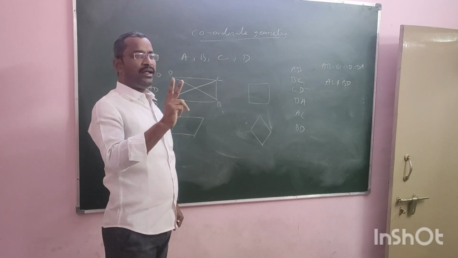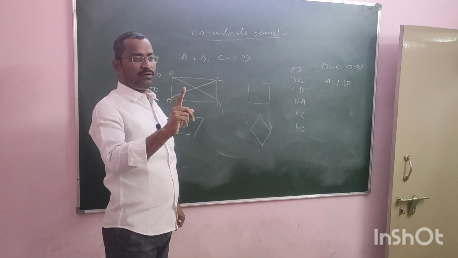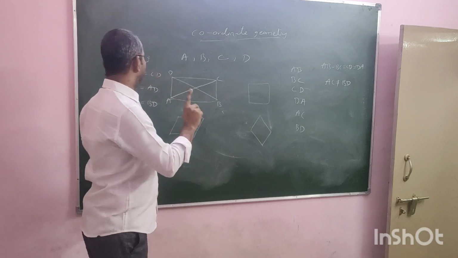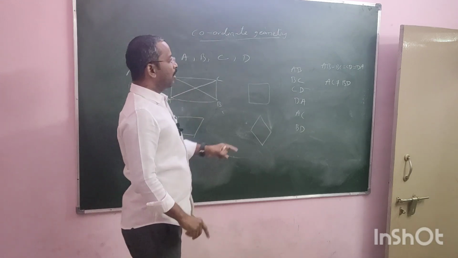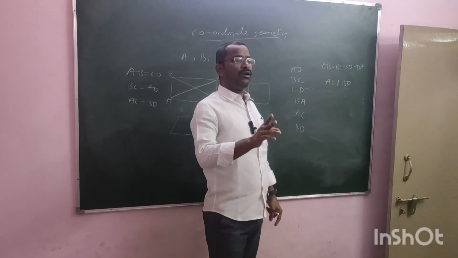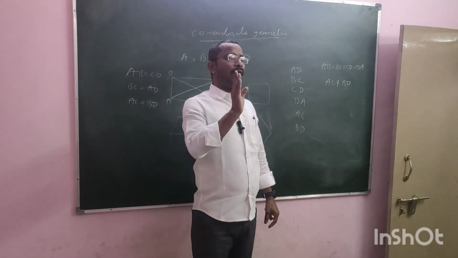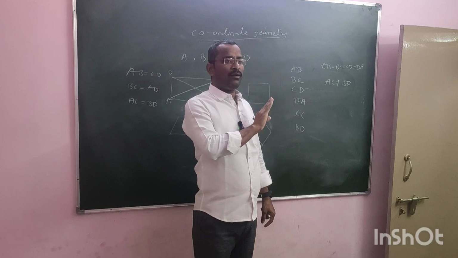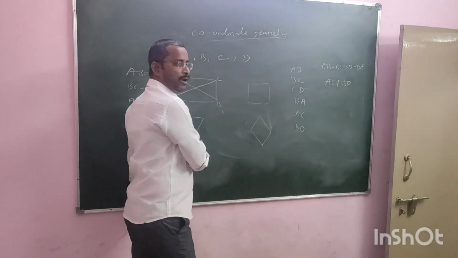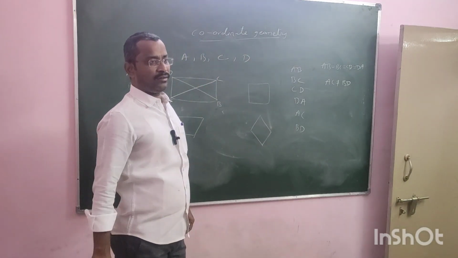Opposite sides are equal, meaning any two pairs of side distances are equal, and diagonals are equal: rectangle. All sides are equal, diagonals are not equal: then it is going to be a rhombus. Opposite sides are equal, diagonals are not equal: that is going to be a parallelogram. Only these four concepts he will ask.